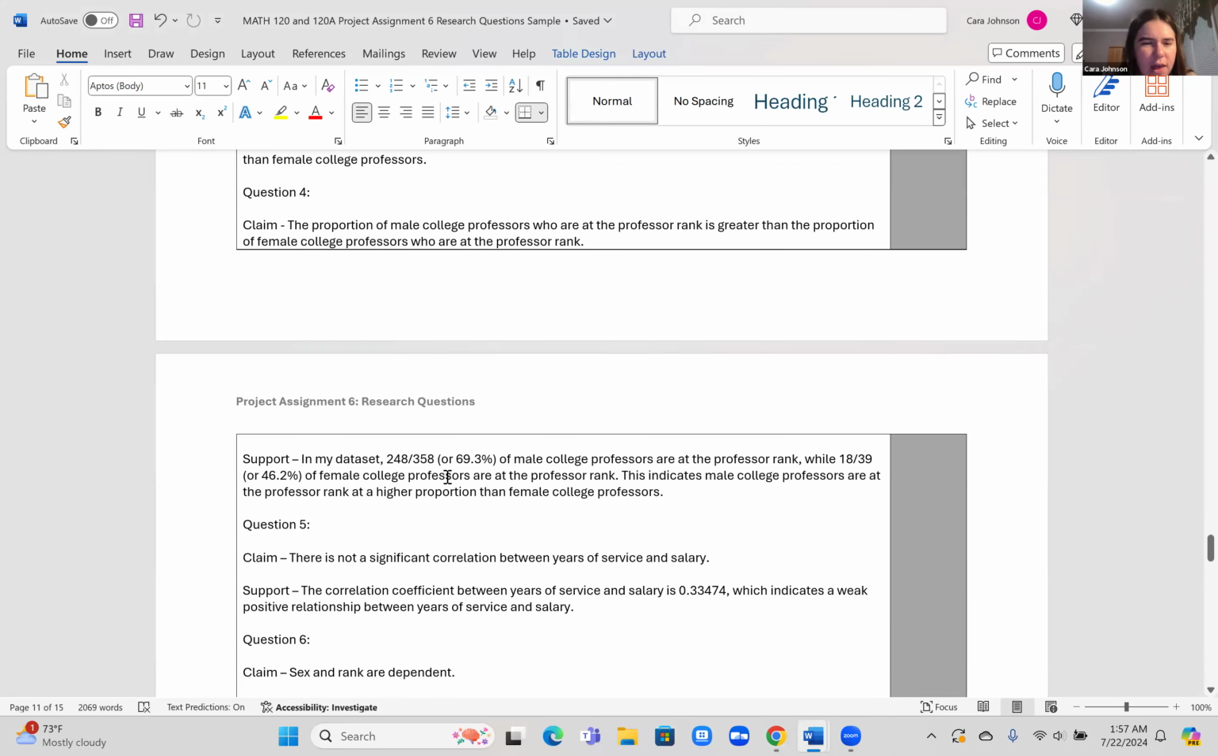So if you get those proportions, I get 69.3% for the males and 46.2% for the females. That tells me males are at the professor rank at a higher proportion than females. So that does back up my research, so that is going to be my claim. The proportion of male college professors who are at the professor rank is greater than the proportion of female college professors who are at the professor rank.